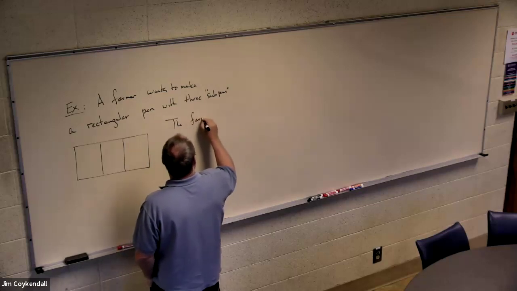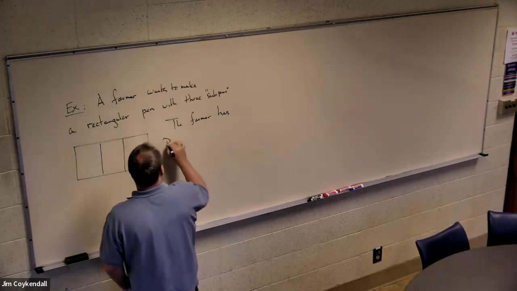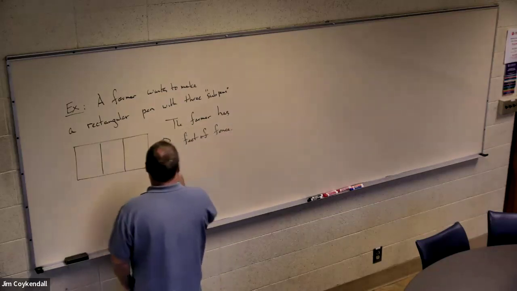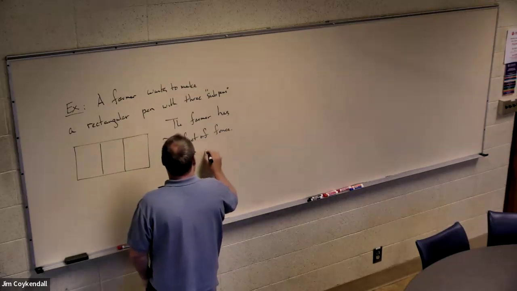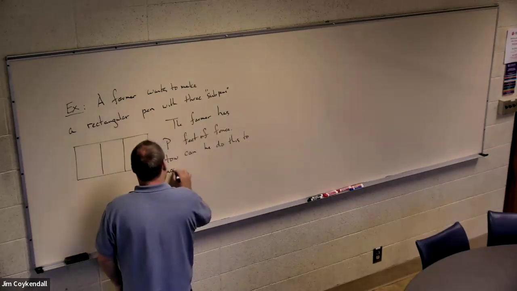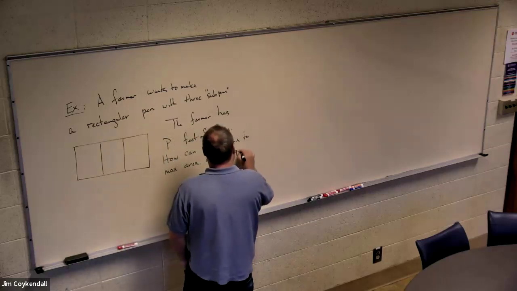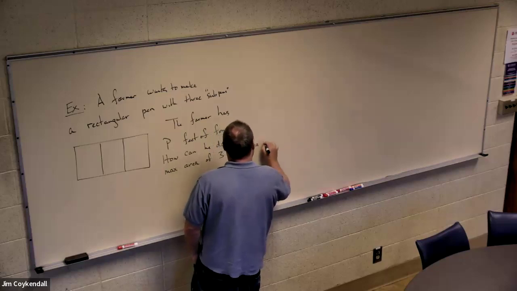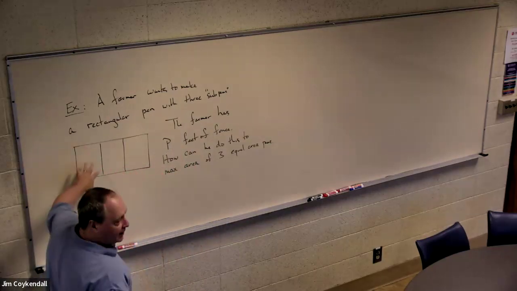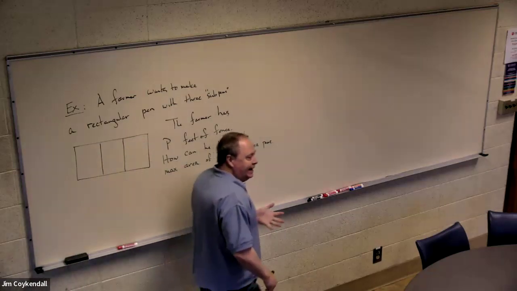The farmer has P feet of fence. How can he maximize the area of 3 equal areas? So this farmer's only got so much fence, and he wants to make something like this, so he can put 3 kinds of different animals. And he wants to make the area as big as possible.